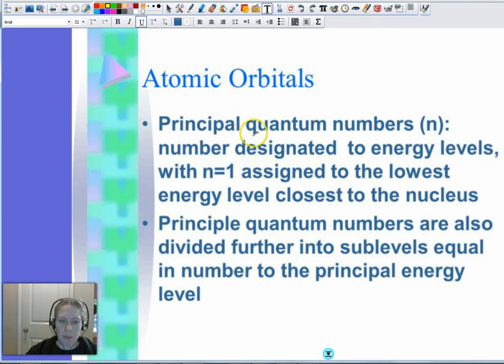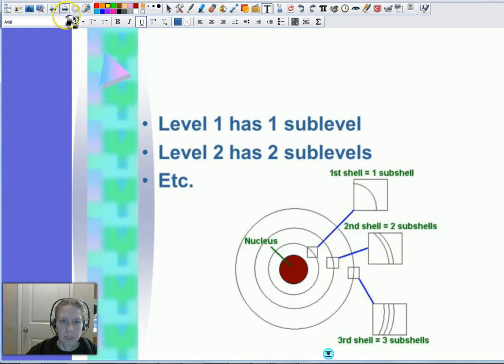When we look at atomic orbitals for the quantum mechanical model, we have principal quantum numbers, which are designated with an n, and these are associated with the energy levels. So n equals 1 is the energy level closest to the nucleus, so the most inner circle. Principal quantum numbers also are divided into sublevels, and they're equal in number to the principal energy levels. So level 1 has one sublevel. Level 2 has two sublevels. Level 3 would have 3. Level 4 would have 4.